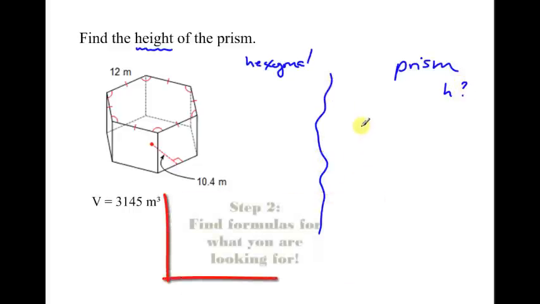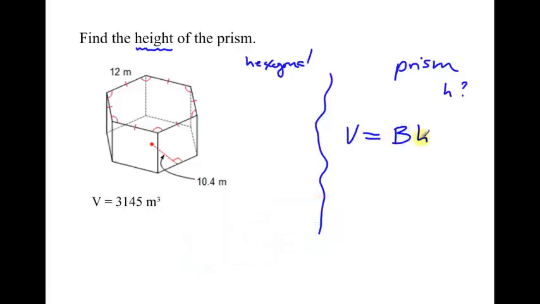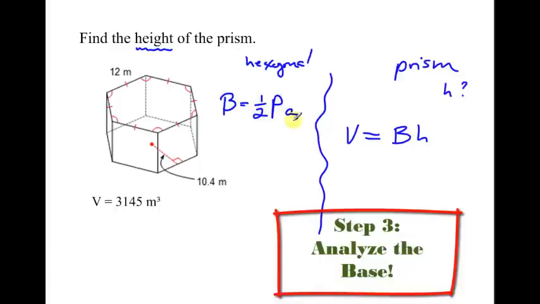But let's also write down what formula we can use. Since we were given volume, let's just say we're going to use this volume formula, which is our base area times our height. This height's going to be the mystery. And we can figure out the base area just from the pictures. Now we know a regular hexagon like this one has an area of half of its perimeter times the apothem. Let's see if we can figure those things out.